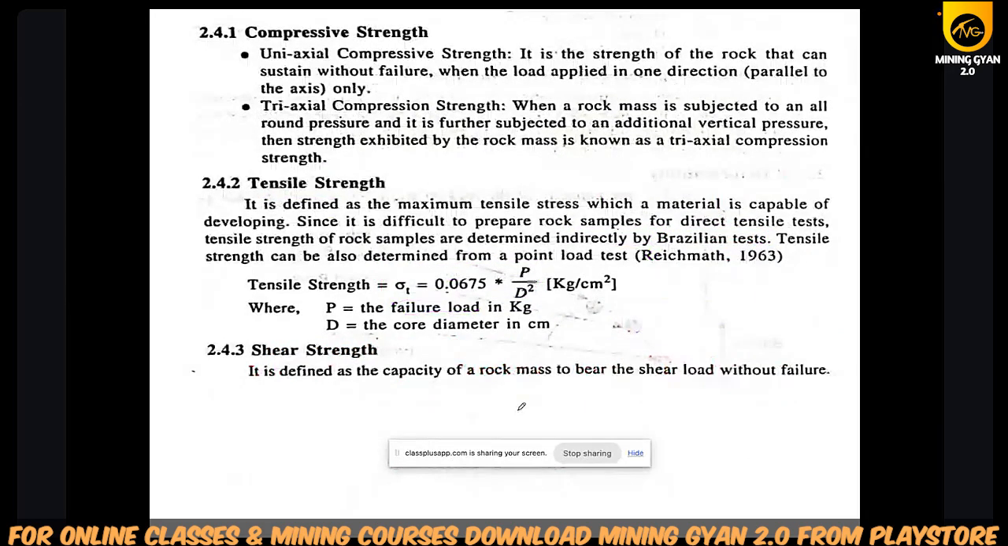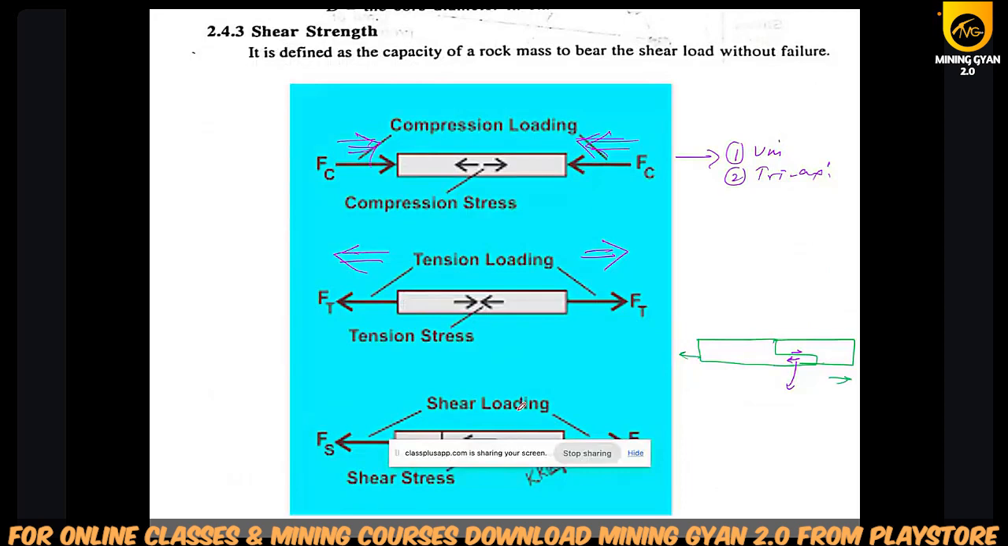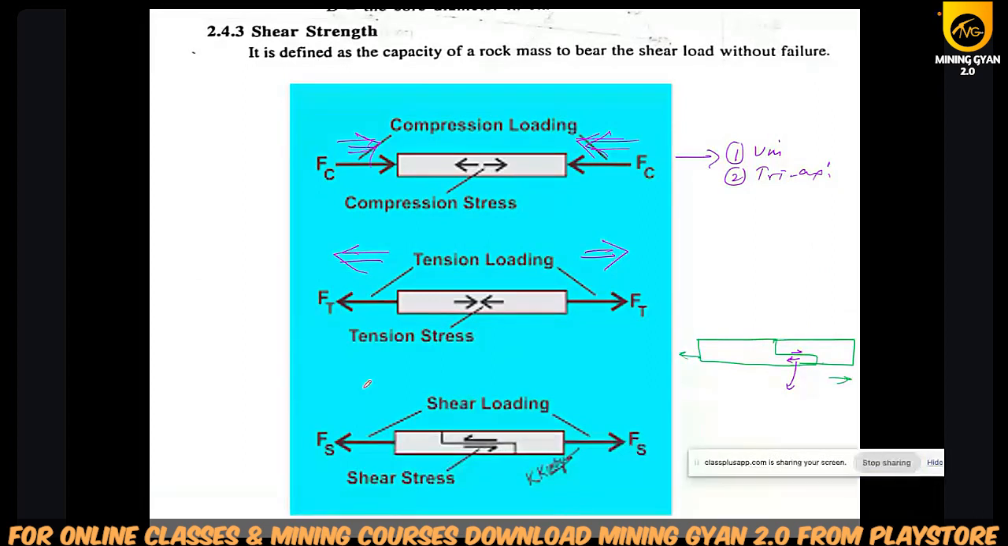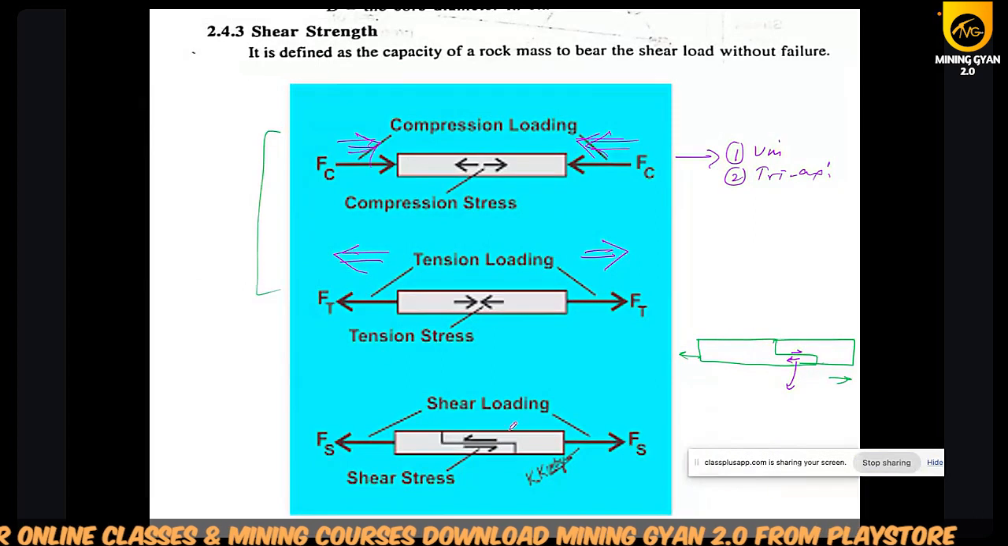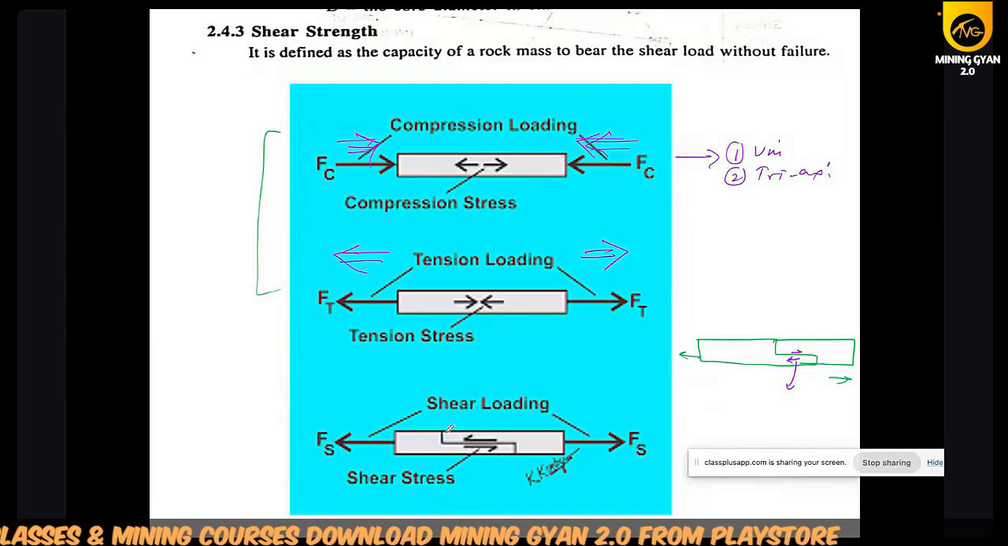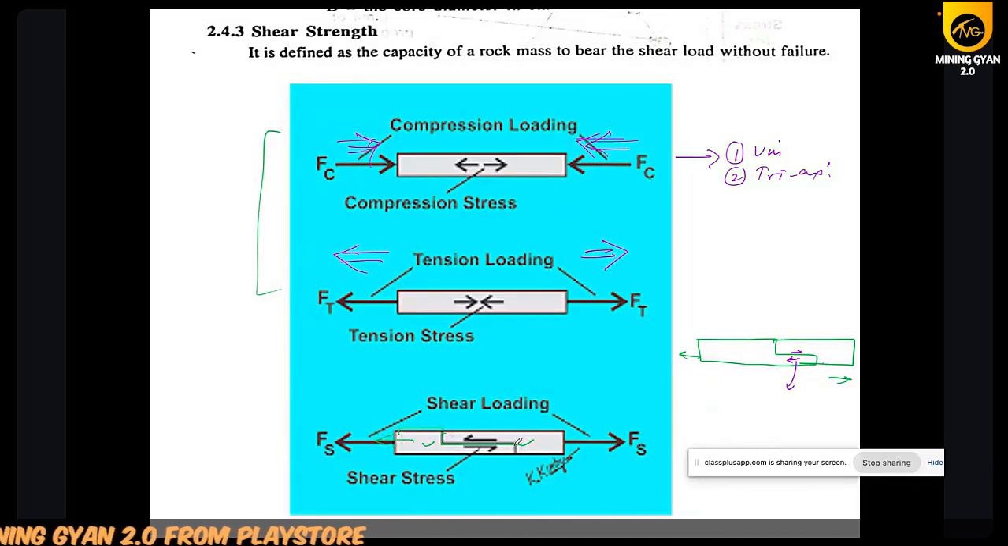Then we have seen the shear strength. This is the diagram for the compressive strength and tensile strength. I told you what compressive and tensile are. What is the shear strength? If this is your object, 1 and 2, that is your whole body, and then you are applying the force, this is known as shear strength.